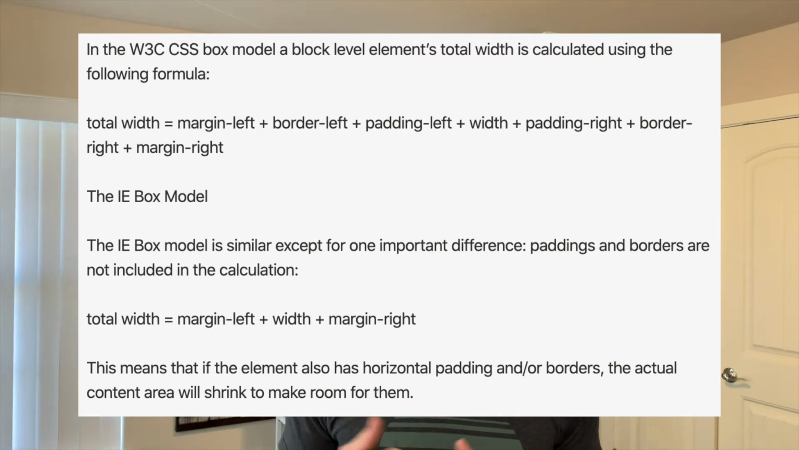This means that if the element also has horizontal padding and/or borders, the actual content area will shrink to make room for them. So even after hearing this, you may still be confused, which is okay because I know I was, and to be honest, you might just have to tinker with it until you get it right.